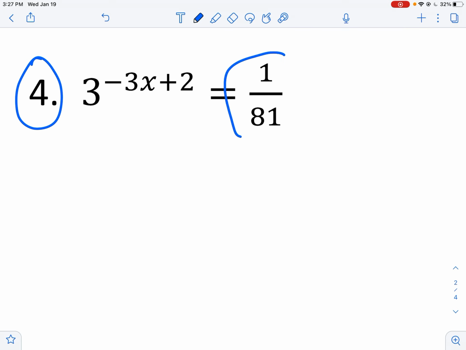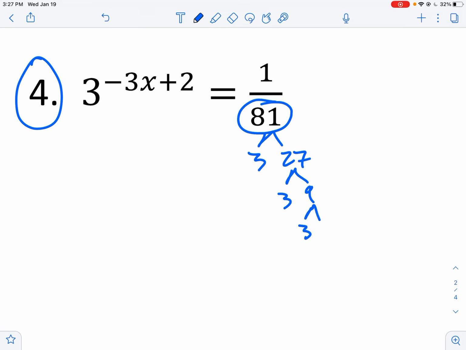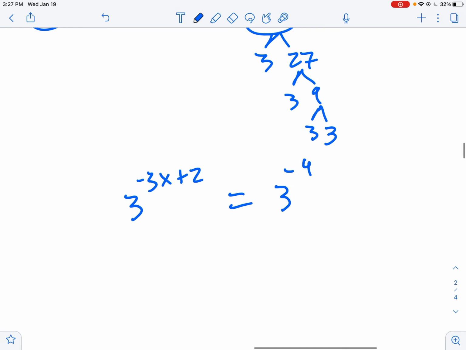Now we just need to rewrite the right side as 3 to a power. Well, let's look at 81. If you divide by 3, you get 27. You divide by 3, you get 9. Divide by 3, you get 3. All right, it takes 4 3's multiplied together to make 81. And so the right side is going to be 3 to the 4th. And then we just make it negative, and that's how you get the fraction. All right, there's our right side. Now we got 3 to the negative 3x plus 2 power. I want you to go ahead and finish solving this problem. Pause, get it done.